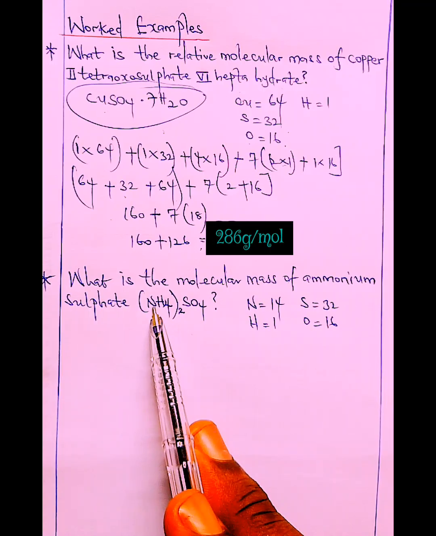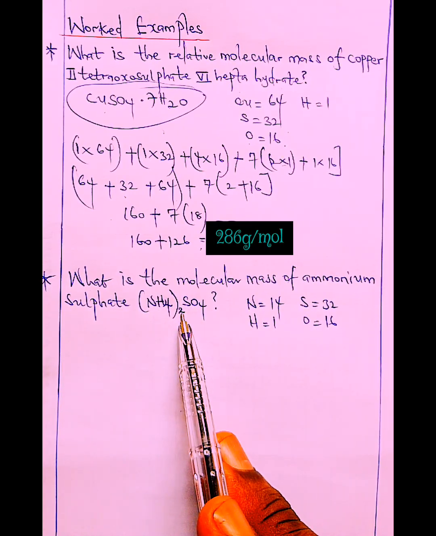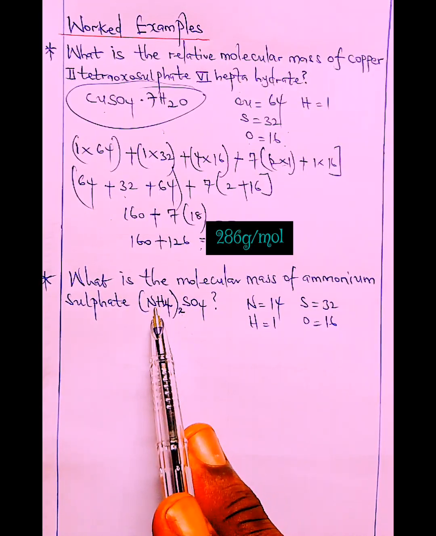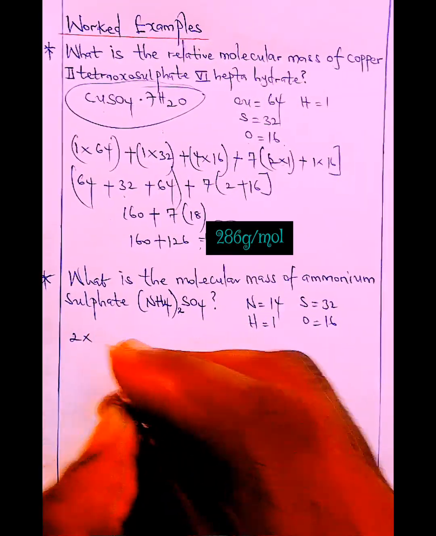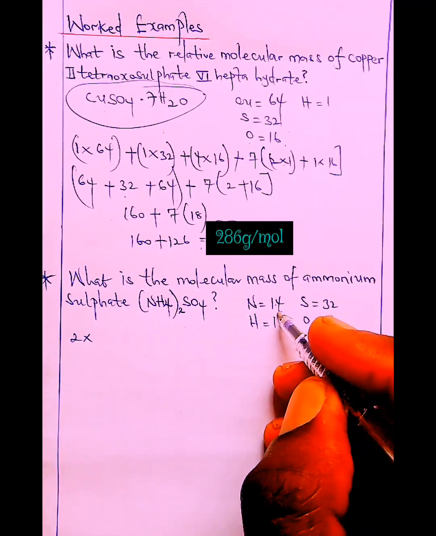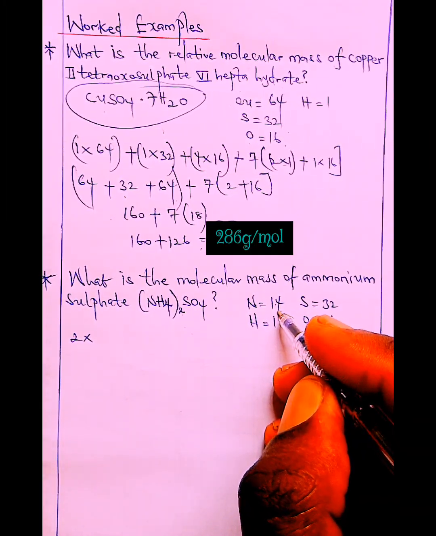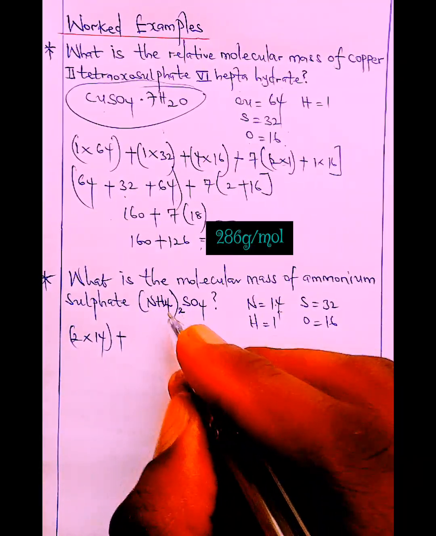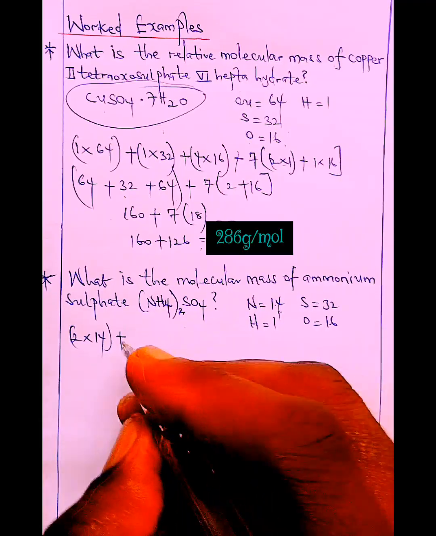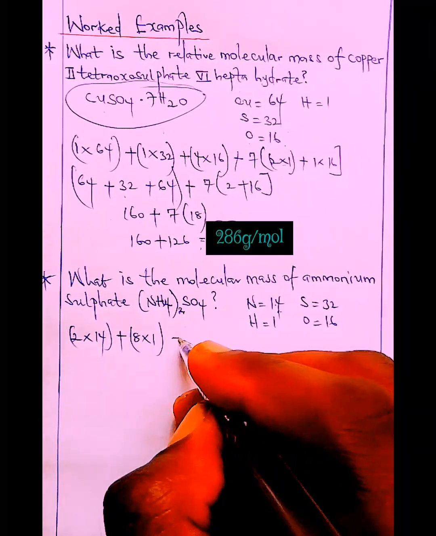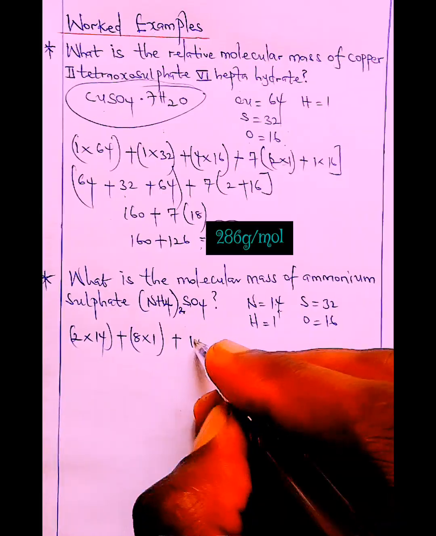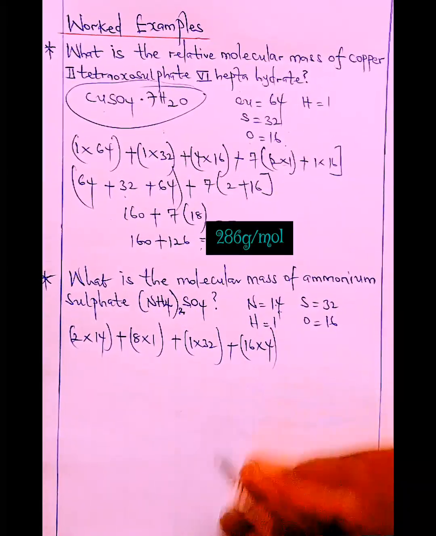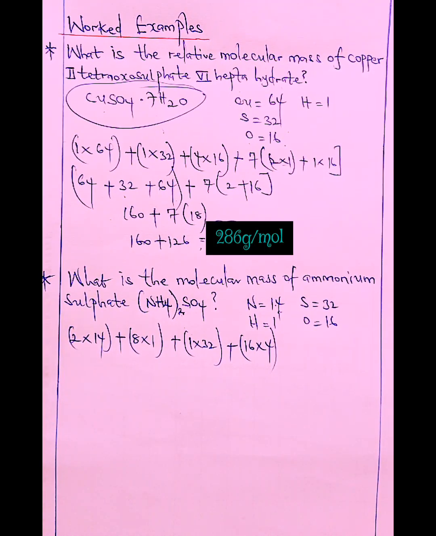First of all, we have 1 atom of nitrogen, but we have an external 2 that shares out on each of them. So altogether, nitrogen here is 2 atoms of nitrogen. That will be 2 times nitrogen, which is 14 atomic mass units. So you have 2 times 14 here, plus hydrogen altogether is 8 atoms, so that will be 8 times 1. Then plus sulfur, just 1 times 32. Then oxygen is 16 times 4. So we have everything set out.